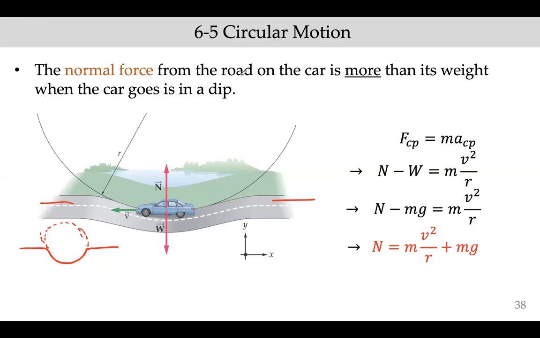So the normal force from the road, of course, there is the normal force up because it's on the ground. There's the weight here. In fact, these are the only forces. So the normal force from the road on the car is more than its weight when the car goes in a dip. Let's prove that by using F equals ma for the centripetal motion.